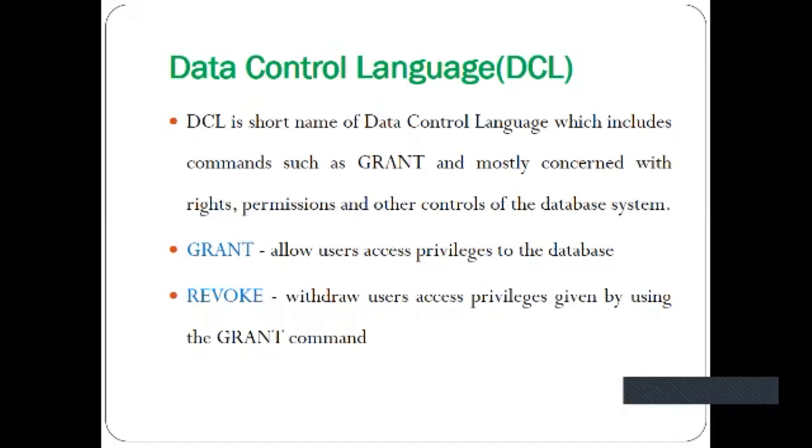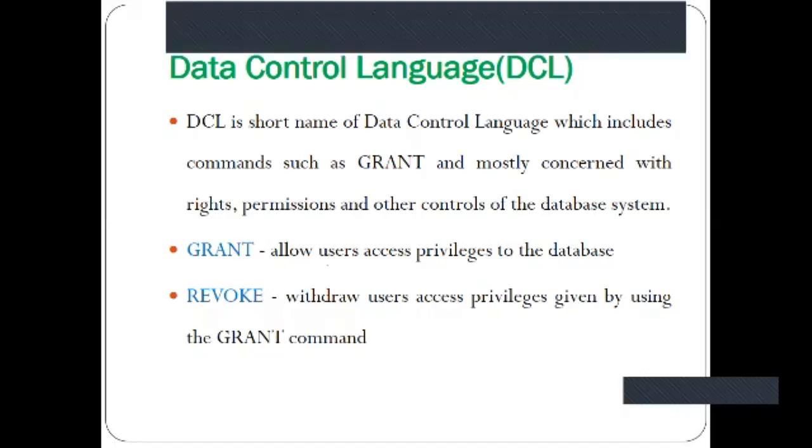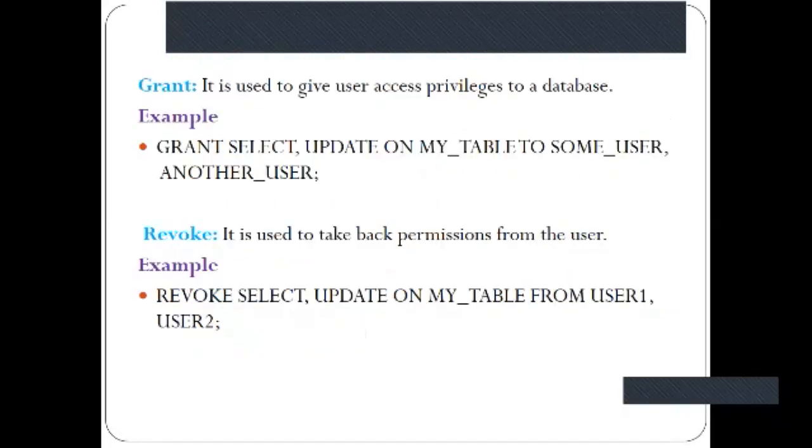Now, what do you mean by grant? Grant is nothing but it allows the user to access privileges of the database. That is nothing but read, write, right? Any privileges, either reading or writing, are granted to a particular user. Revoke is nothing but taking back those privileges which have been granted. That is what we call revoke.